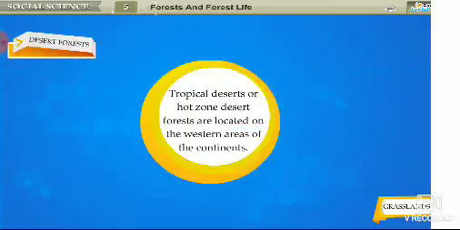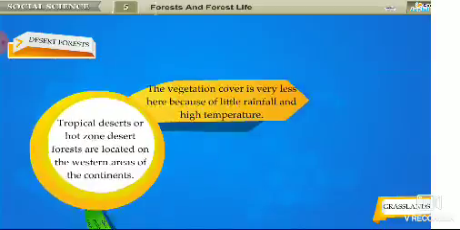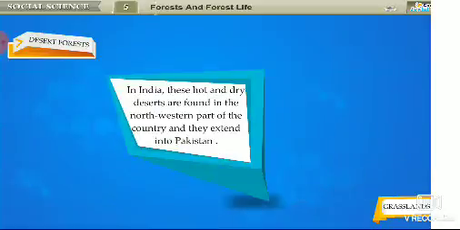Desert forests. Hot zone desert forests. Tropical deserts or hot zone desert forests are located on the western areas of the continents. The vegetation cover is very less here because of little rainfall and high temperature. The vegetation found is popularly known as thorny bushes. In India, these hot and dry deserts are found in the northwestern part of the country and they extend into Pakistan.